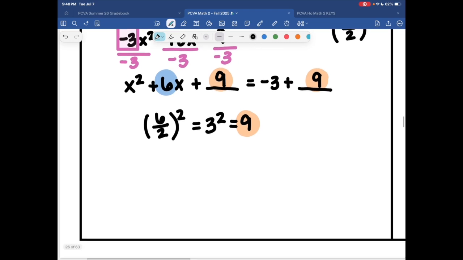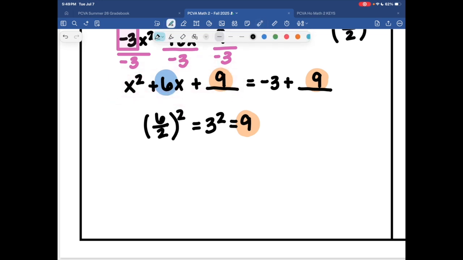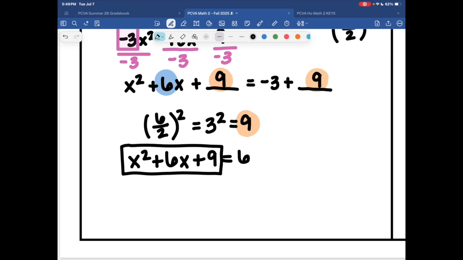And again, the whole reason and the whole point of this is because now we have a perfect square trinomial that we can factor. So all of this together, we have x squared plus 6x plus 9, and we're going to simplify this, and we're going to combine -3 and 9, which is going to give me +6. So we're going to focus on our perfect square trinomial now, and we're going to try to find two numbers. And those two numbers need to multiply to give me 9, but add to give me 6. And again, they should be the same, so it's 3 and 3.